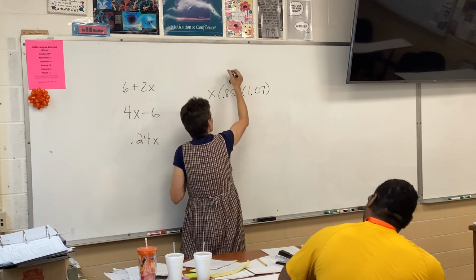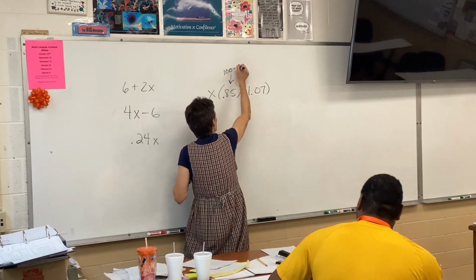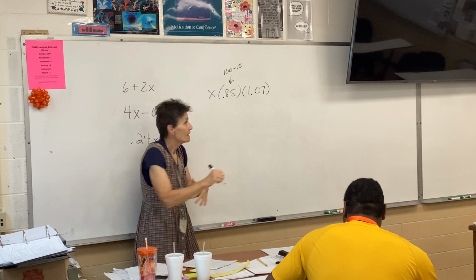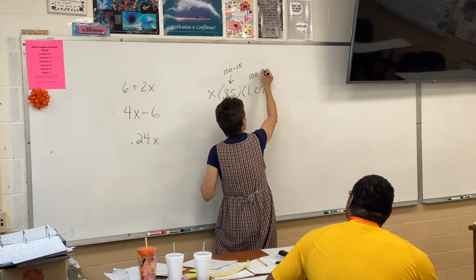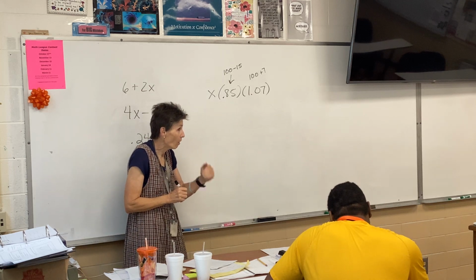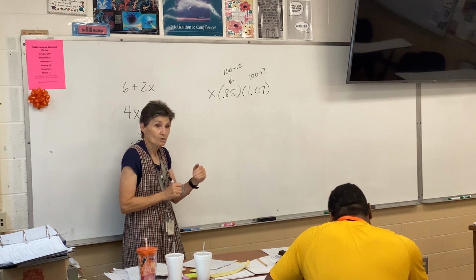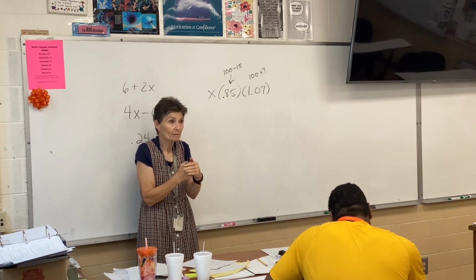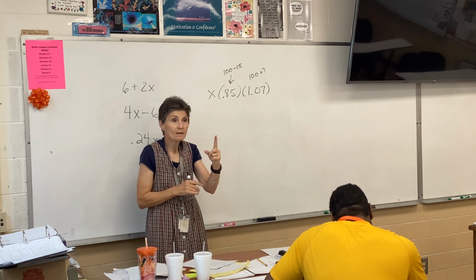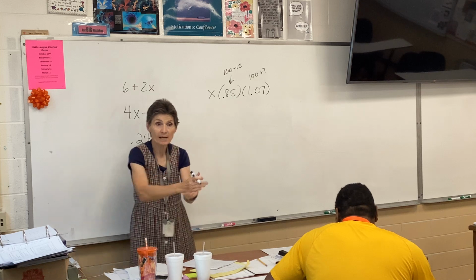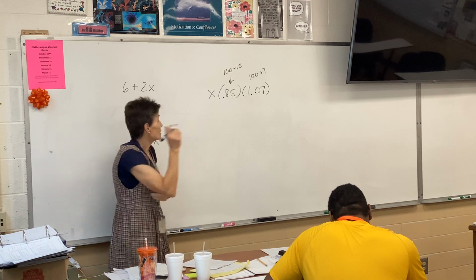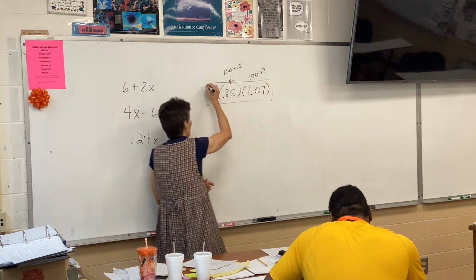This number is 100% minus the discount, because discounts come off. And this number is 100% plus the tax, because a tax goes on. So we always multiply by 1, or 100%, however you do it, 1 minus the discount and 1 plus the add-on. So this would be the setup for the problem.